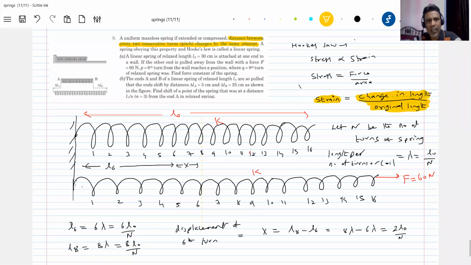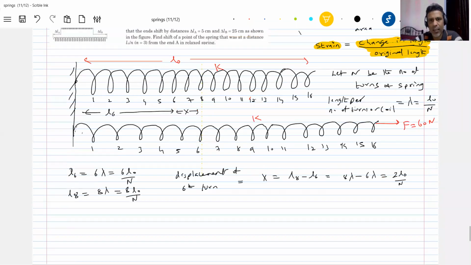So what do you mean by this? The distance between every 2 consecutive turns changes by the same amount. It means the strain in any part should be equal to the total strain of the spring, or the strain in one part should be equal to the strain in the other part, or the strain in one part of the spring should be equal to the strain in the total spring. So here, the strain in one turn, this is what the question itself has explained, that I'm going to interpret here now.